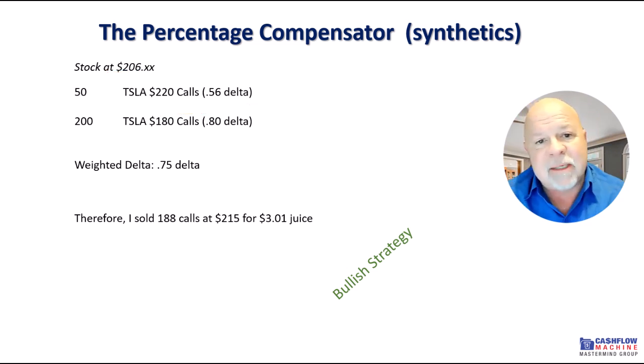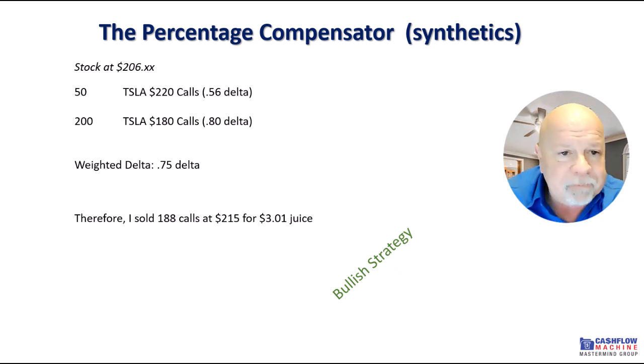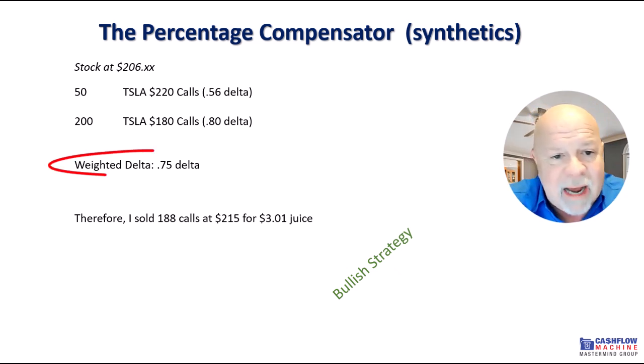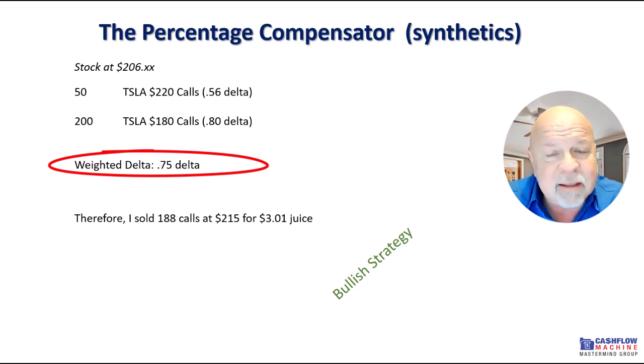Now, we're a few months out. That's why it's a 56 delta and not in the 40s. But still, delta's pretty low, you've got to admit. So when you blend those together, you multiply the 50 calls at the 220 times the 56 delta, and the 200 calls times the 80 delta, and you blend those together, you come up with a weighted delta of around 75. So I had a 75 delta. What does that tell me?